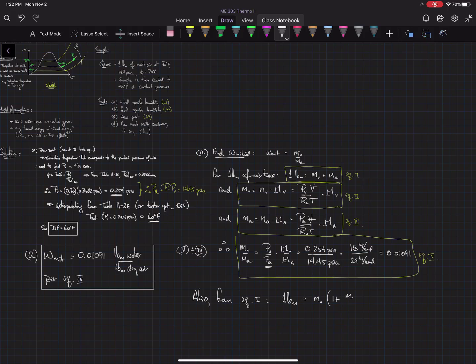Okay, going back to equation 1, let's figure out how much air we have in there.